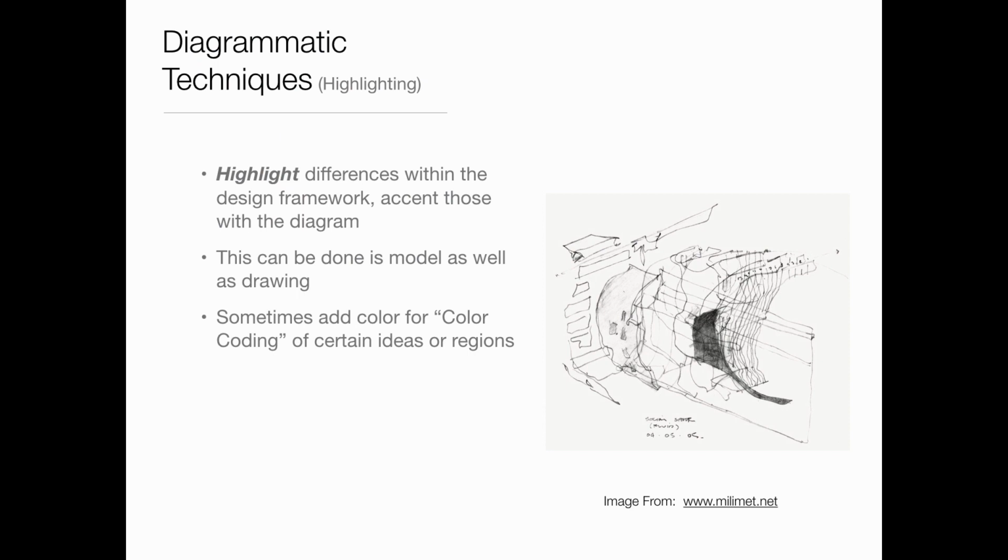So that was solid and void, or figure ground. The next one is going to be highlighting. This is where we're highlighting differences in the design framework, some big thing that you want to draw attention to. It can be done in model form, where we're highlighting a specific piece of a model, and it can be done in drawing form, where we're coloring in. You can think of it as like color coding. I want to draw your attention here, so I make it a different color.